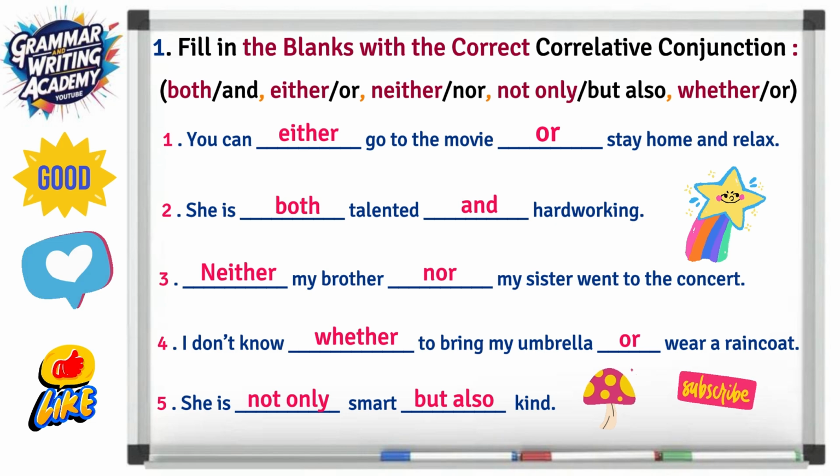All right, grammar stars. Excellent work. If you understood this exercise, you're officially mastering correlative conjunctions. Are you ready for the next challenge? I think you are. Let's go.